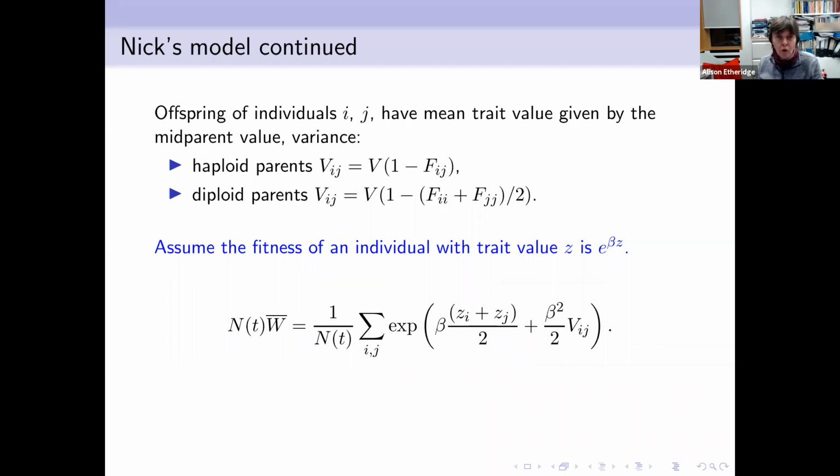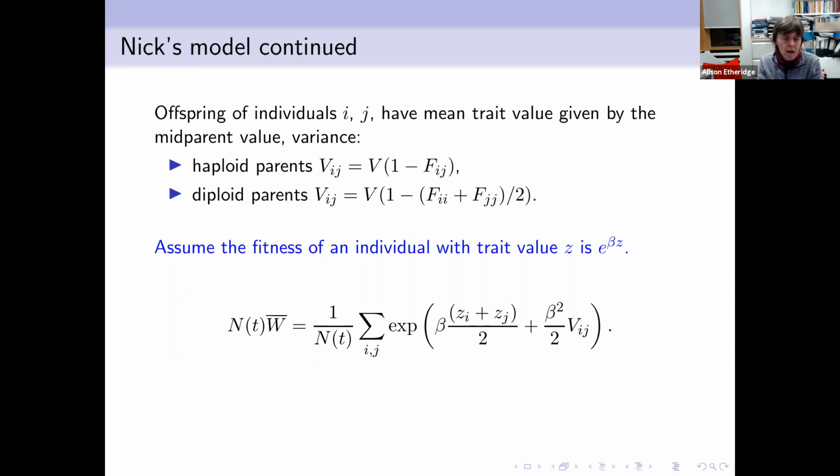Okay. So I'm calling this Nick's model because the mathematics becomes so hairy that I really don't want to accept any responsibility for it. So we're going to use the infinitesimal model. So offspring of individuals i and j have a mean trait value given by the mid-parent value and a variance. And the variance depends whether we've got haploid or diploid. So I showed you how to derive this kind of expression for haploid inheritance. Please believe me, you can do the same for diploids, and the segregation variance will be given by a subtly different expression. It'll be given by this expression, but I didn't want to go through it, but it's really no more difficult.